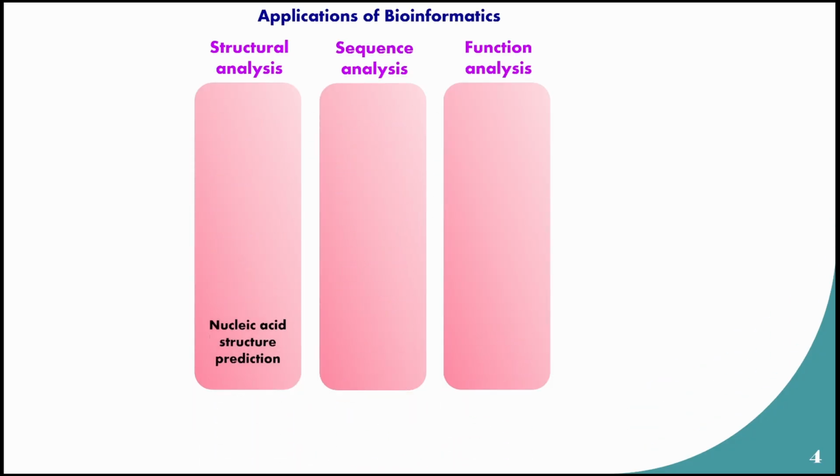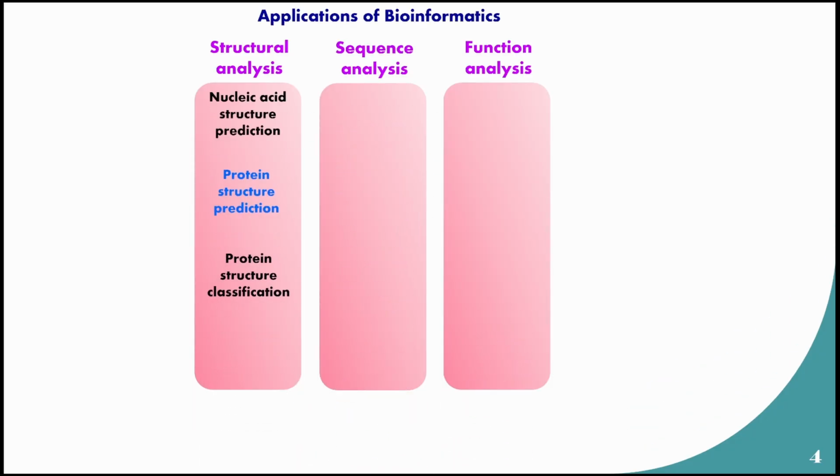So in structure analysis, we have nucleic acid structure prediction. We can have protein structure prediction. We can have protein structure classification as well. Based on the secondary structure of a protein, we can classify them in different ways. For example, we can have predominantly alpha helical proteins, predominantly beta sheet rich proteins. We can have alpha by beta, alpha plus beta. These are the different kinds of structural classifications that proteins can be classified as. So that is also one part of the structural analysis.